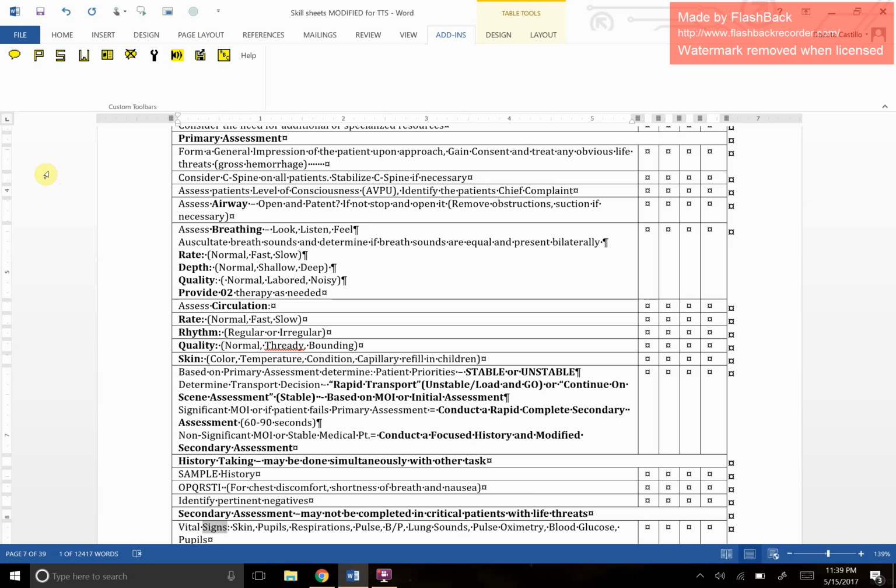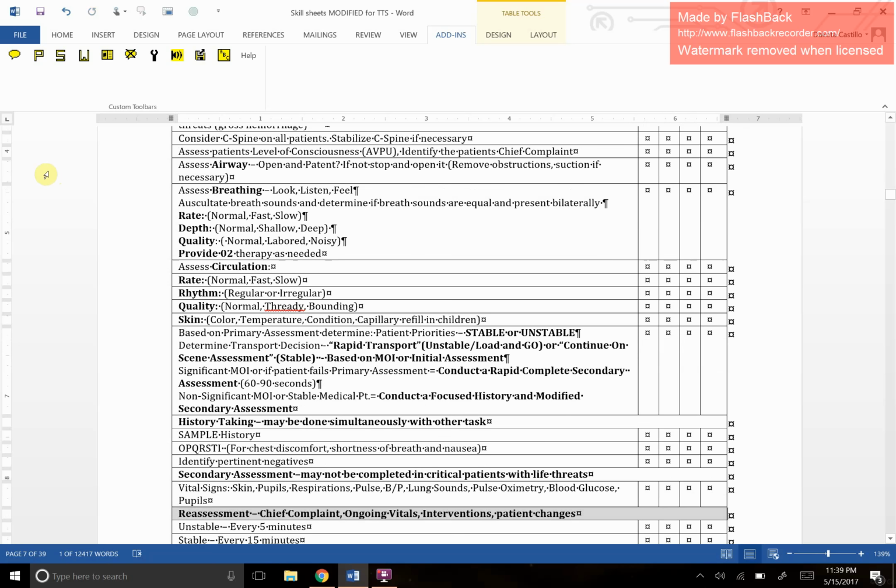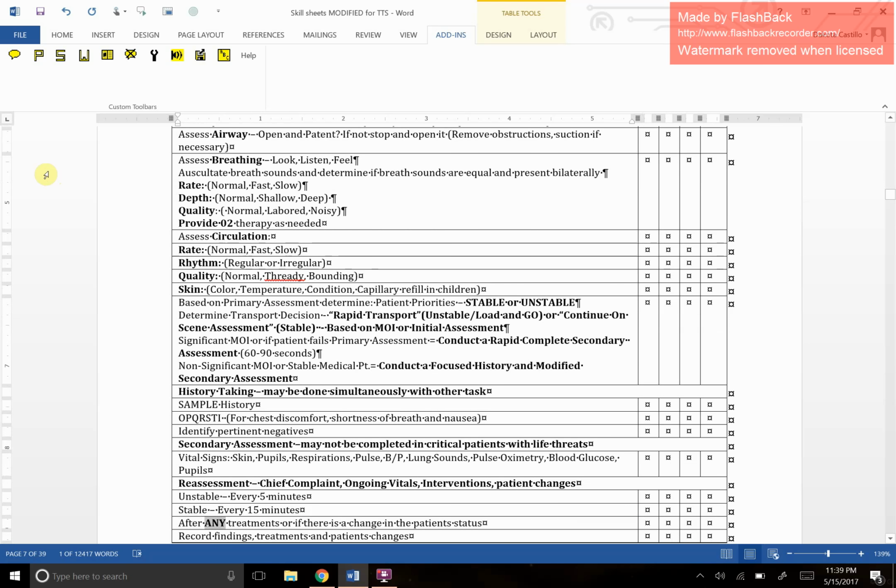Vital signs: skin, pupils, respirations, pulse, B/P, lung sounds, pulse oximetry, blood glucose. Reassessment: chief complaint, ongoing vitals, interventions, patient changes. Unstable every 5 minutes. Stable every 15 minutes. After any treatments or if there is a change in the patient's status. Record findings, treatments, and patient's changes.